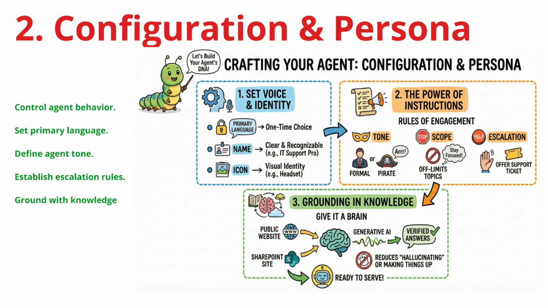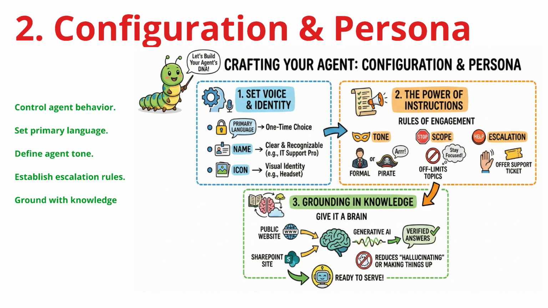Think of these as the rules of engagement. You decide the tone. Should it be professional or maybe talk like a pirate? You define the scope by setting off-limits topics to keep it focused, and you determine exactly when it should stop trying to help and offer a human support ticket instead.